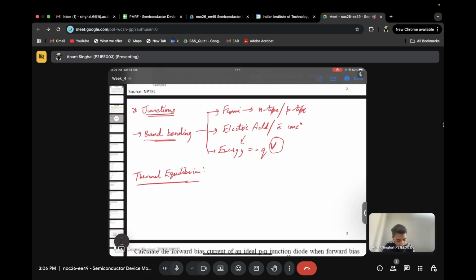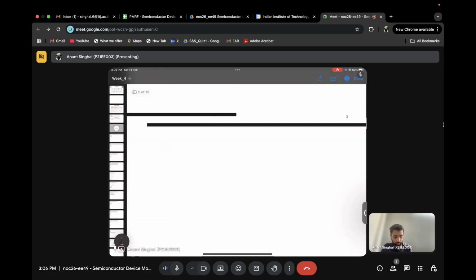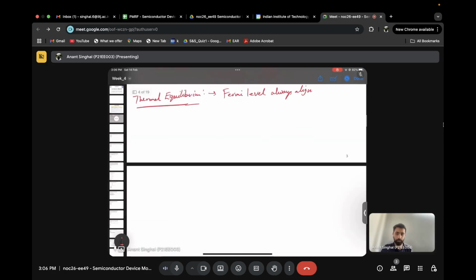One key thing that you need to remember is that at thermal equilibrium, the Fermi level always aligns. That means we have a single Fermi level even if you take two materials having different Fermi levels. If you join them, at thermal equilibrium that Fermi level will align. So let's take a very basic example that will make it clear.